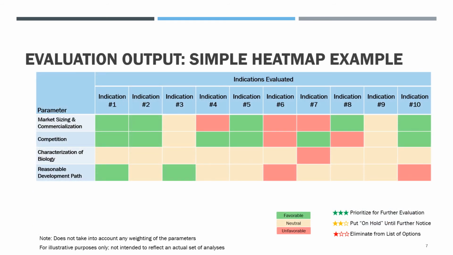Once the team has finished evaluating the different indications and there's alignment on the functional area scores, it can be helpful to have an overall summary. One approach to help visualize the summary is a heat map as shown here. From this heat map, it can be relatively easy to identify indications to prioritize for further evaluation. And some indications can be put on hold for the time being. And some indications can be eliminated from the list. This illustrates how a team can narrow a large collection of potential options down to a manageable number of strong candidates.